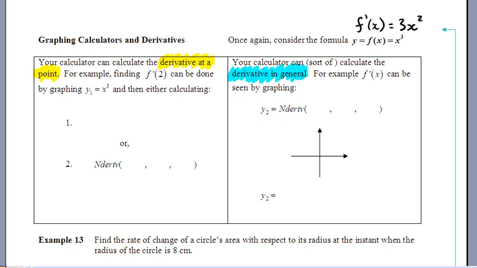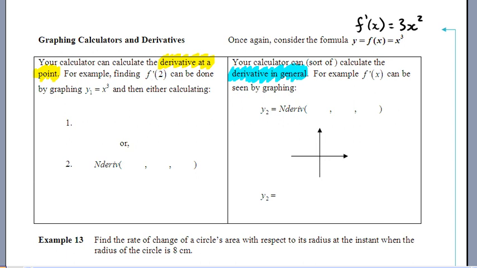Can my calculator help me out with that? Can it tell me that it's 3x squared? And can it find some numbers for me? So let's first do it at a specific location, like at 2, to see, can it tell me what the slope is? And the answer is yes, you can do it.